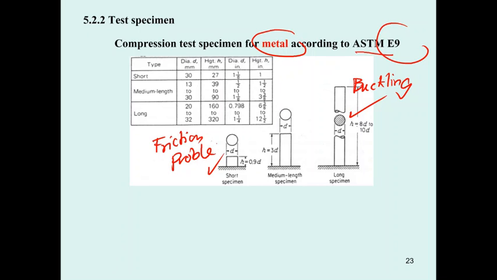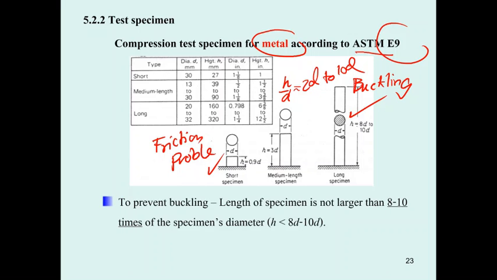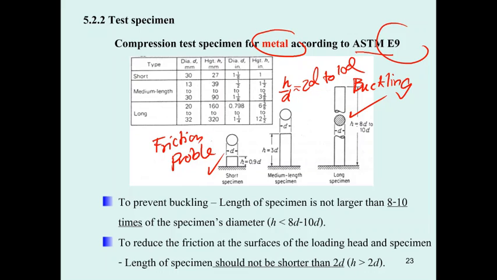So the specimen for the metal in compression should have the ratio of H over D between about 2D to 10D, usually for the friction and the buckling. Okay, this is the conclusion of this 8 to 10D: that we prevent buckling and reduce the friction. It should not be shorter than 2D.